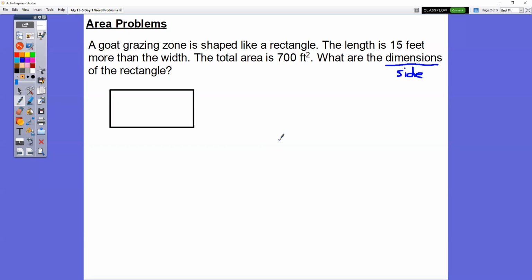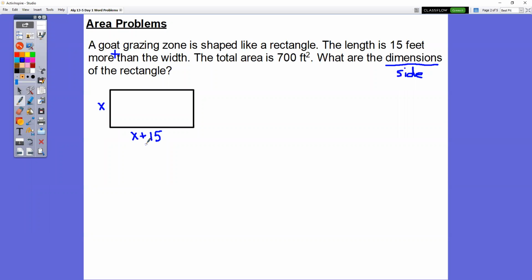So the first thing that you need to do is set up what the sides really are. It says that the length is 15 feet more than the width. Does it say anything about the width? No. So that's just going to be X. And then it says that the length is 15 feet more than. More than means plus. So if the width is X, the length is X plus 15. It helps to do that first and write it out, because now you need to make an equation and solve.